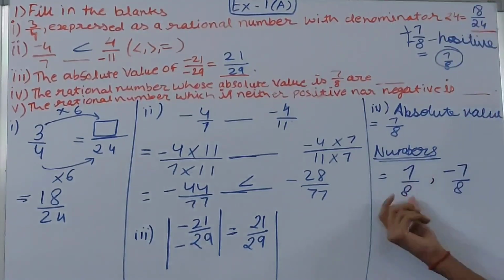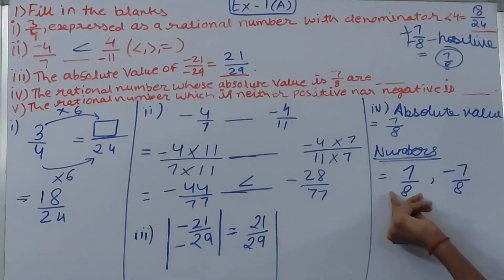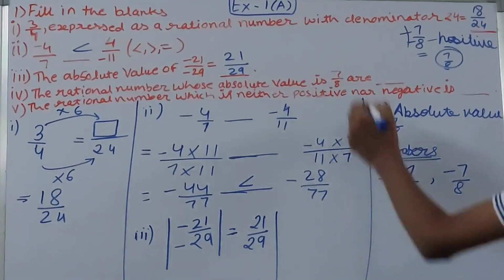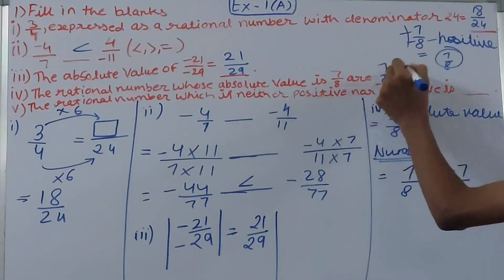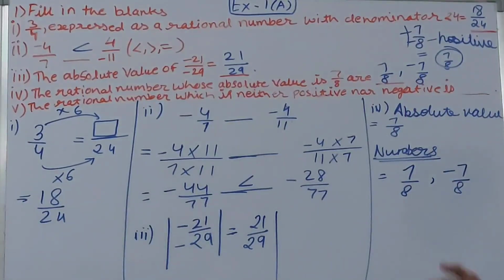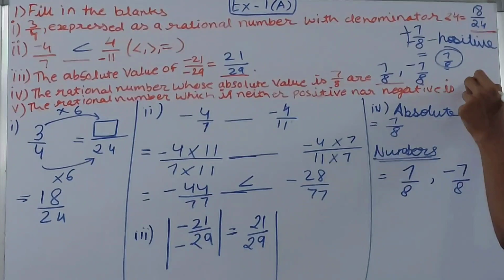That is why the positive rational number we've already written, 7 by 8. There is no need to write minus 7 by minus 8 because that is also a positive rational number only, and other than that the negative one will be there, right? So 7 by 8 and minus 7 by 8. Then the rational number which is neither positive nor negative is very simple, this is 0.